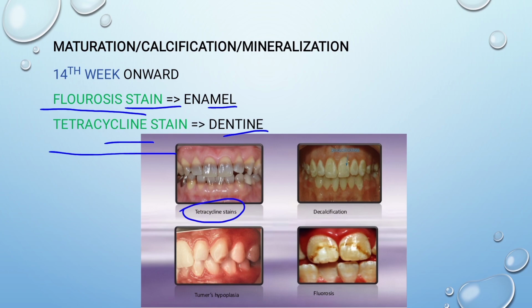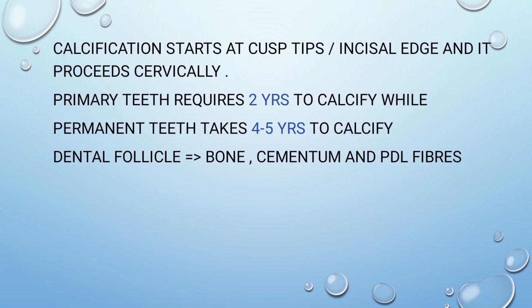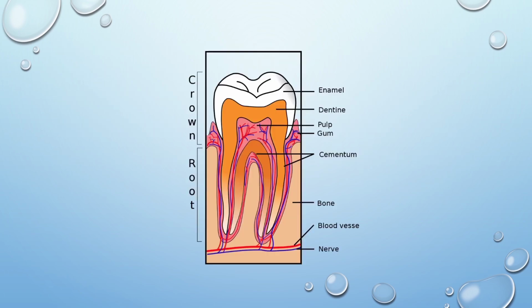You can see this is fluorosis stain, this is decalcification, this is Turner's hypoplasia, and this is fluorosis. Calcification starts at the cusp tips and proceeds cervically. Primary teeth require 2 years to calcify, while the permanent teeth require 4 to 5 years. The dental follicle forms the bone, cementum, and periodontal fibers. So all these structures are formed.